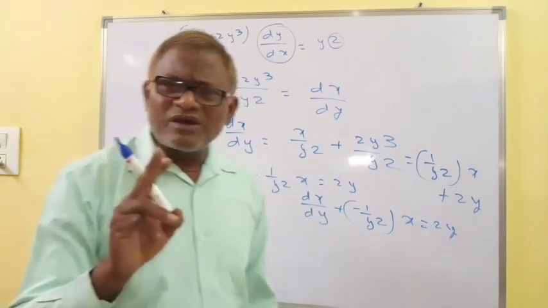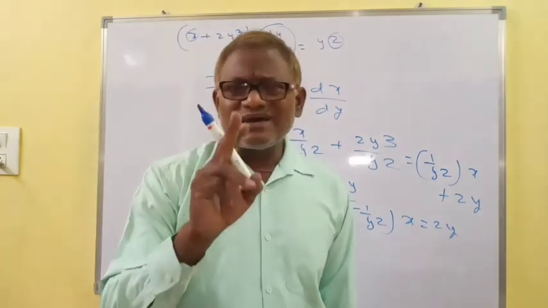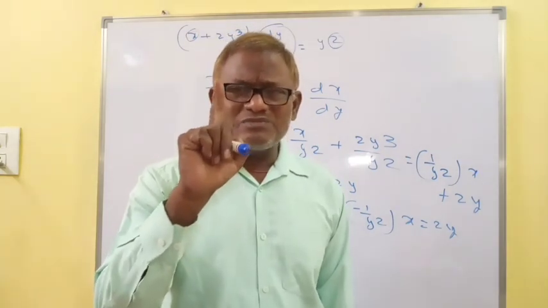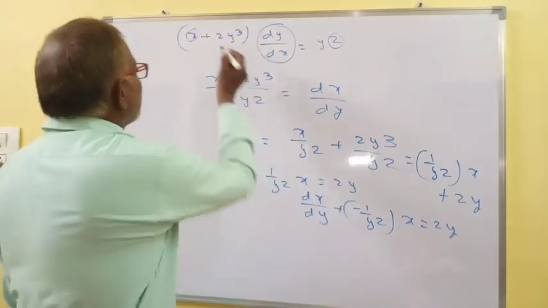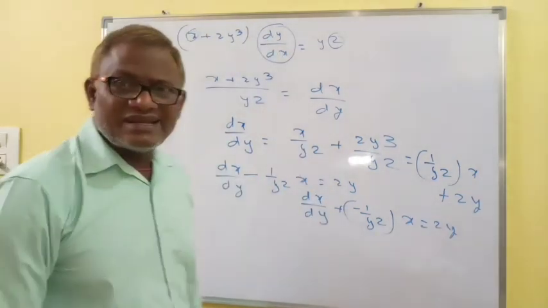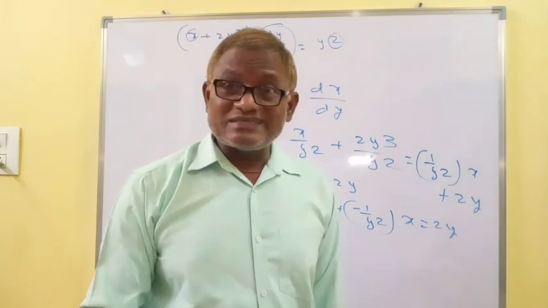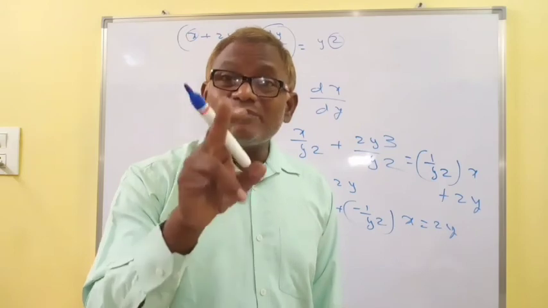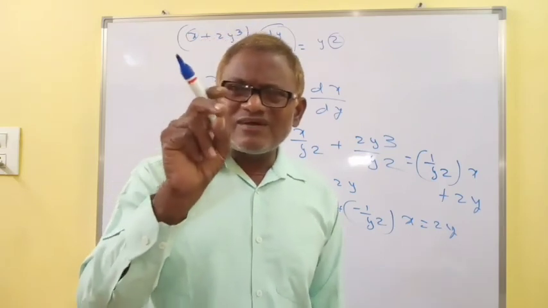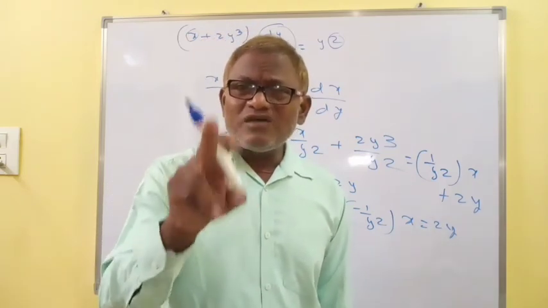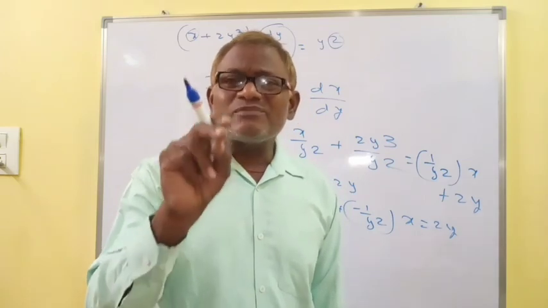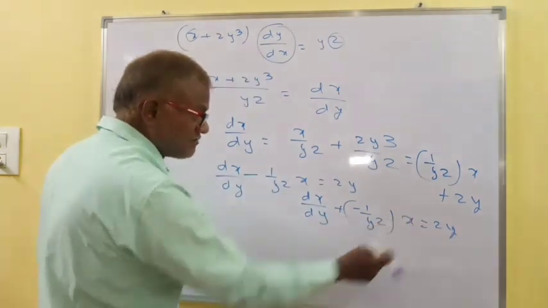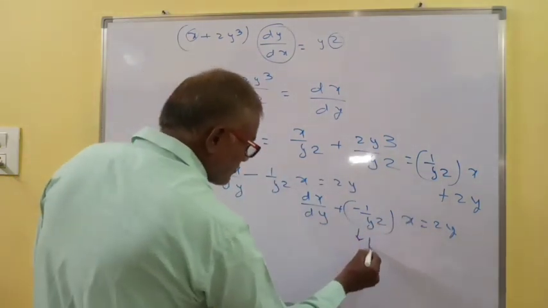One thing you should remember: linear in x or linear in y means the power must be 1 only. Here clearly the power of x, the index of the exponent of x, is 1 only. So this is linear in x. That means you have to express the given DE in the form dx by dy plus px is equal to q. Here p and q are functions of y only. So this is nothing but p.